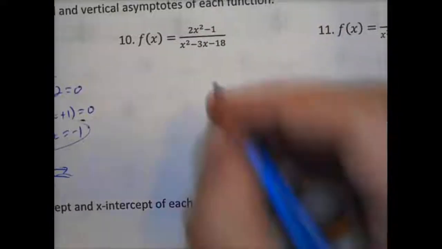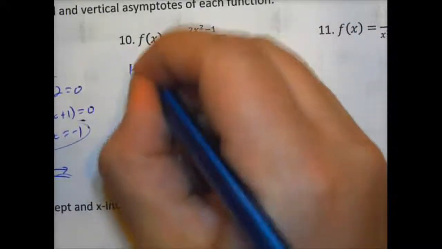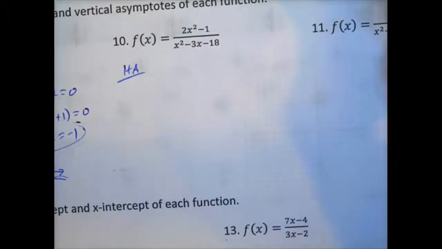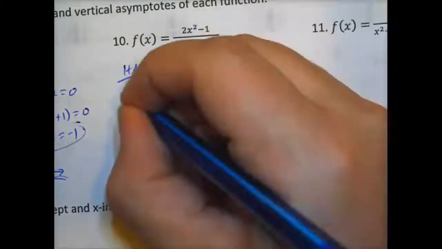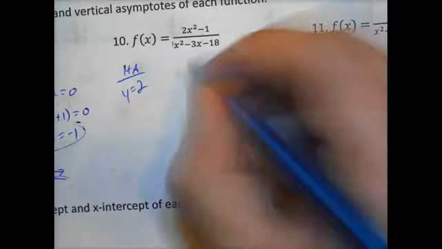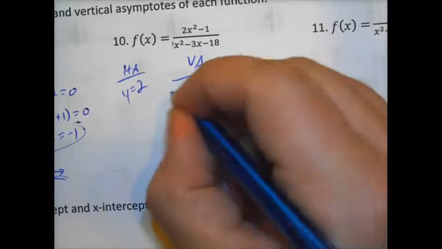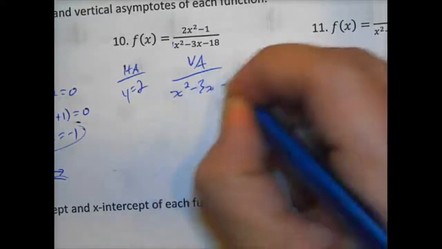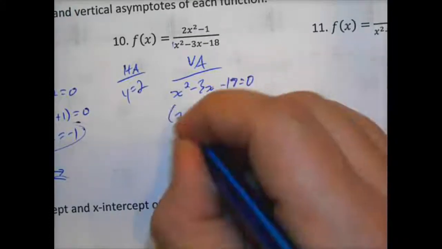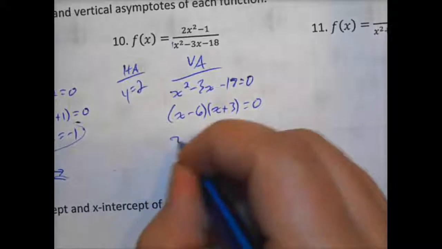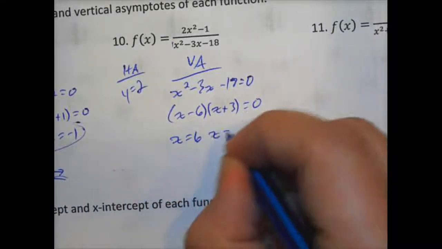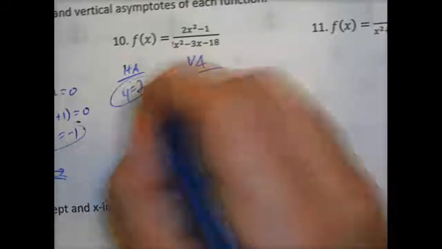All right, moving on. Same idea. For the horizontal asymptote, is it top heavy? Is it bottom heavy? Is it equal? In this case, it's equal. We have squared and we have squared, so we have 2 over 1, so y equals 2. For your vertical asymptote, set your denominator equal to 0 and solve. And factor. And take out your solutions to find your two vertical asymptotes.